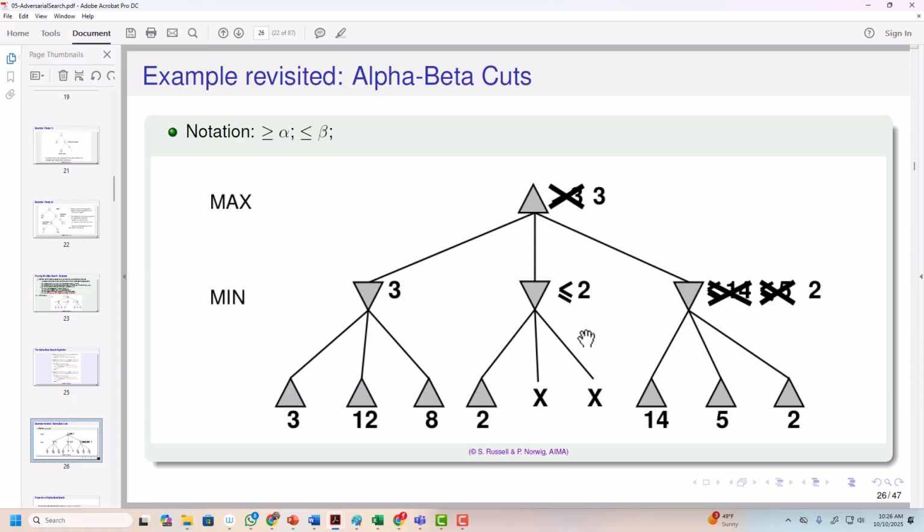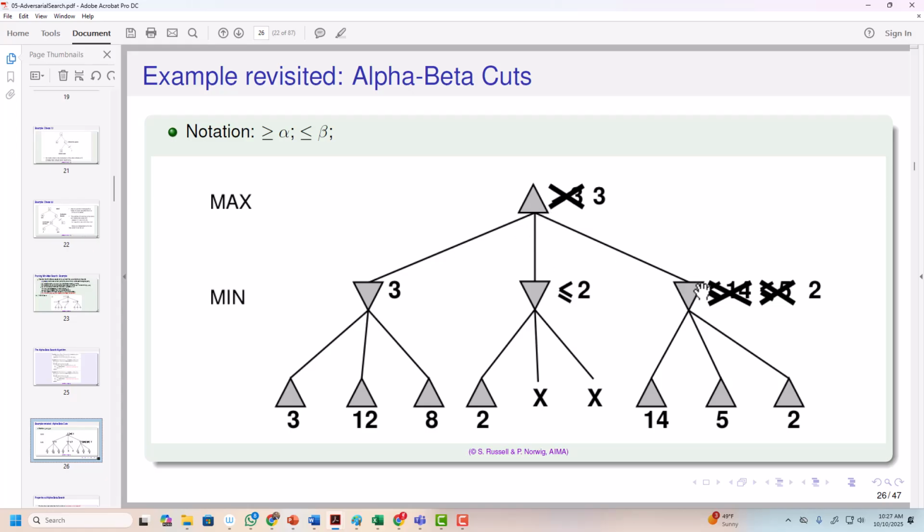Max will never explore. It has already seen that, oh, this path gives me 2. Whatever the other nodes are, min will not give me more, even if they are bigger than 2. So I do not care about what they are. Trim those branches. Then you take that 2 above, and you see we already have a 3. Now this is max's turn. Max will say, oh, I already have a 3. I will never choose a path with a 2.